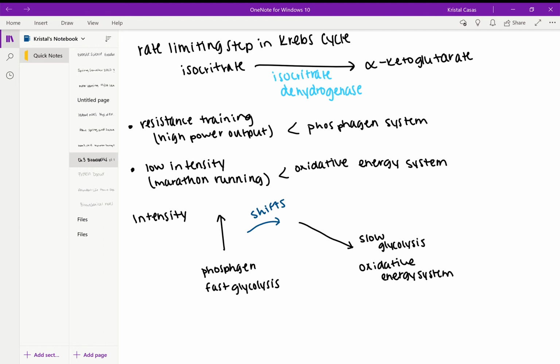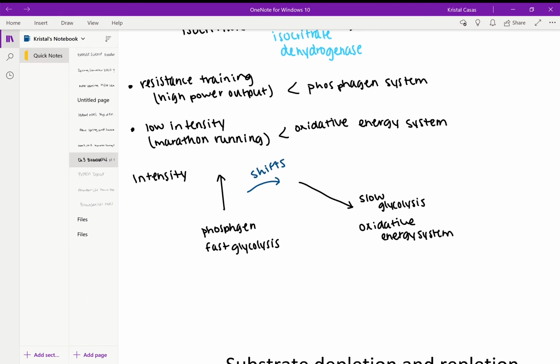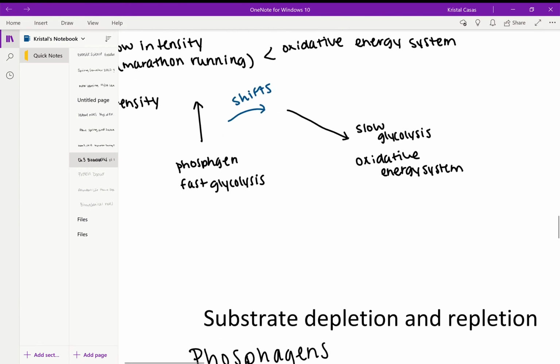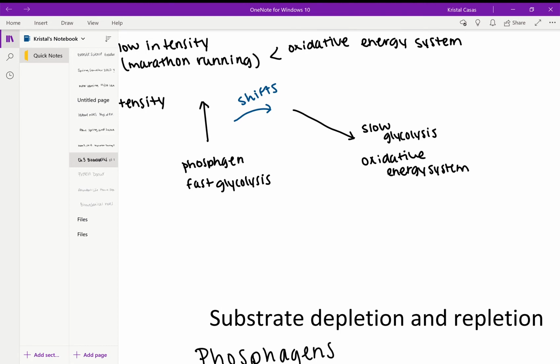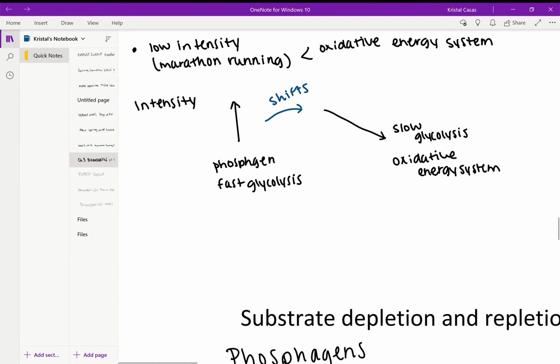For resistance training, the phosphagen system is used. For low intensity, the oxidative energy system is used. Basically the same thing: for high intensity exercise, phosphagen and fast glycolysis, and as intensity decreases, we will go to slow glycolysis and then use the oxidative energy system.